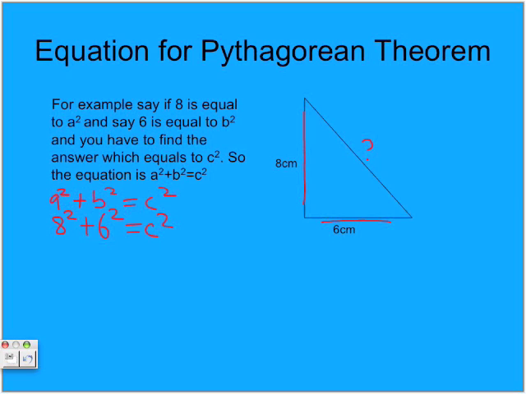8 times 8, because of the square, is equal to 64, plus 6 times 6, which equals 36, equals c squared, and together it equals 100. And since the opposite of squaring is the square root, we have to find the square root of 100, which is 10. So the hypotenuse will be 10 centimeters.